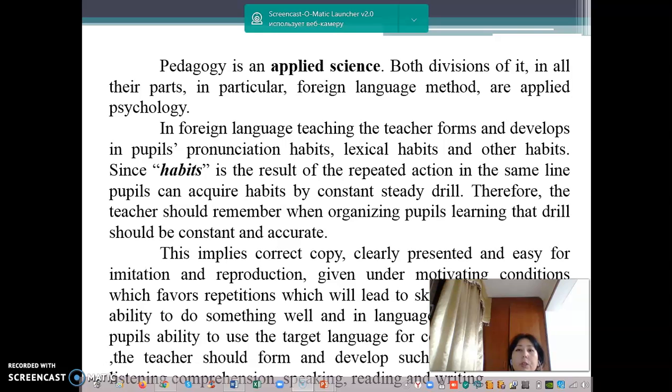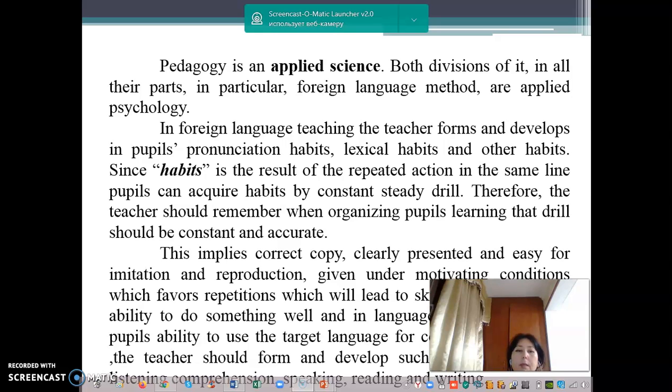In foreign language teaching, the teacher forms and develops in pupils pronunciation habits, lexical habits, and other habits. These habits are a result of the repeated action in the same line. Pupils can acquire habits by constant steady drill. Therefore, the teacher should remember, when organizing pupils' learning, the drill should be constant and accurate. This implies correct copy, clearly presented and easy for imitation and reproduction, given under motivating conditions, which favors repetitions, which will lead to skill.